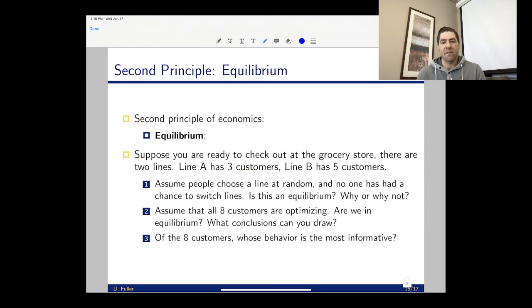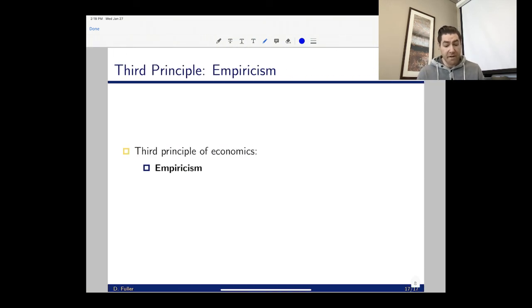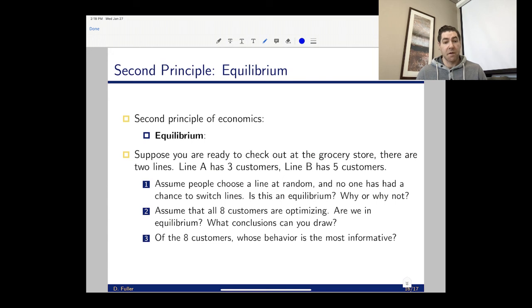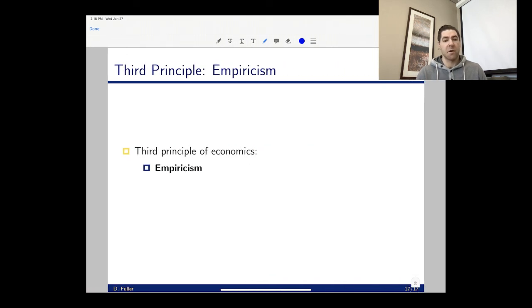This is obviously a simple example, nothing serious, not like the ER question, but it gives me a good sense of how economics informs all of our daily decisions. And if I'm smart about economics, I can make a little more sense of things and hopefully make better decisions myself. So that is the concept of equilibrium. The next one, empiricism, we will cover in the next video.